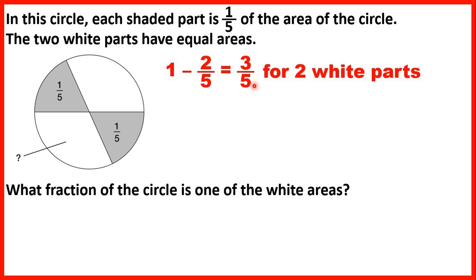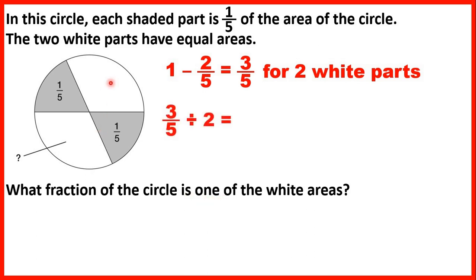So that's 3/5 for the two white parts, because remember, 1 whole is the same as 5/5 if we have a fraction with the same numerator and denominator. We have 1 whole, and 5/5 minus 2/5 is 3/5. But 3/5 is the area for the two white parts together, and we want the fraction of the circle that's just one of the white areas.